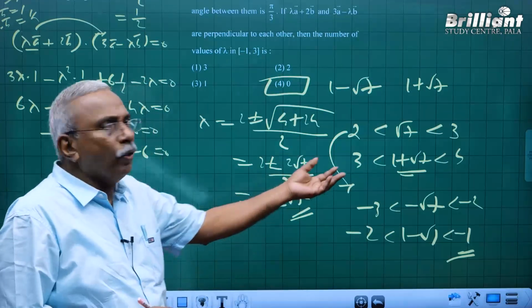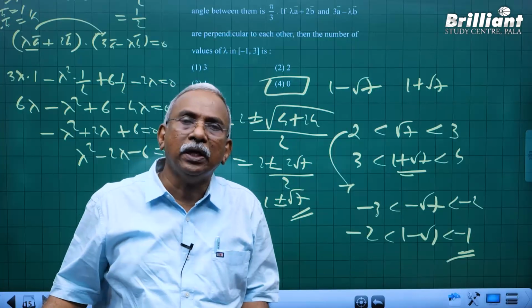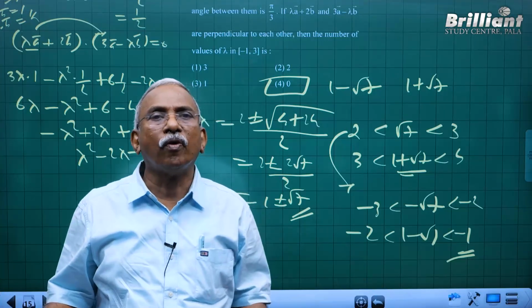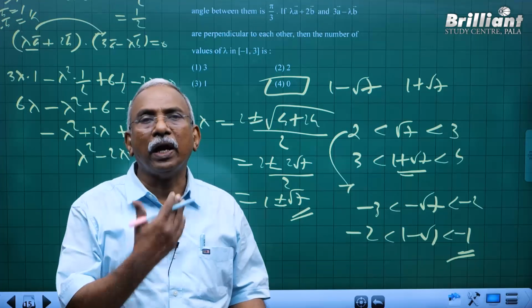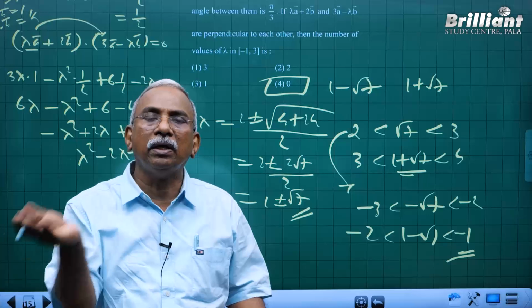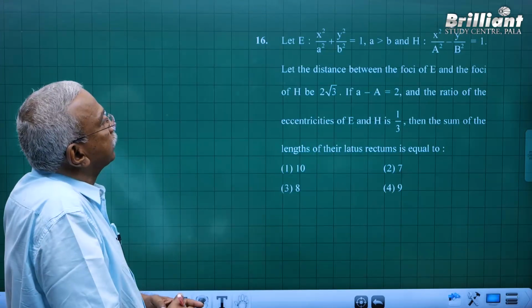So it is very interesting. No need of finding root 7. Just locate the value of root 7. You know that root 7 is what? It lies between 4 and 9, so root 7 lies between 2 and 3. Then we can locate the value by adding 1. It is beyond that 3 and before that minus 1. So it is excluded. Now, question number 16.